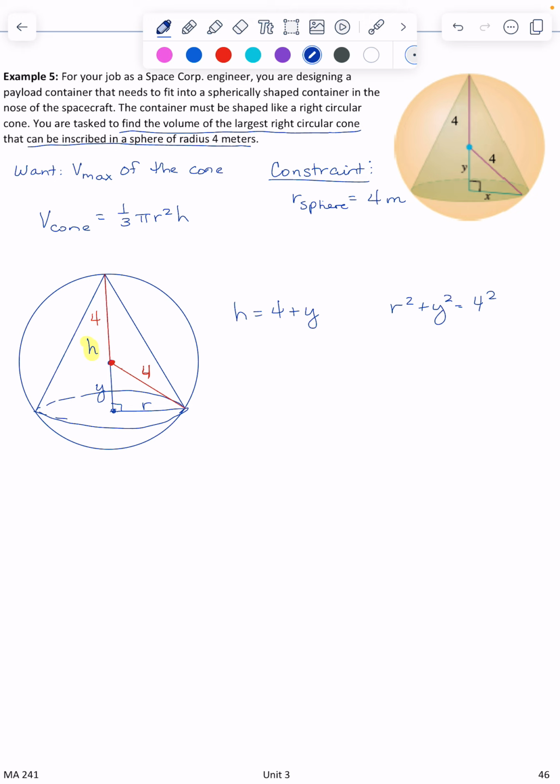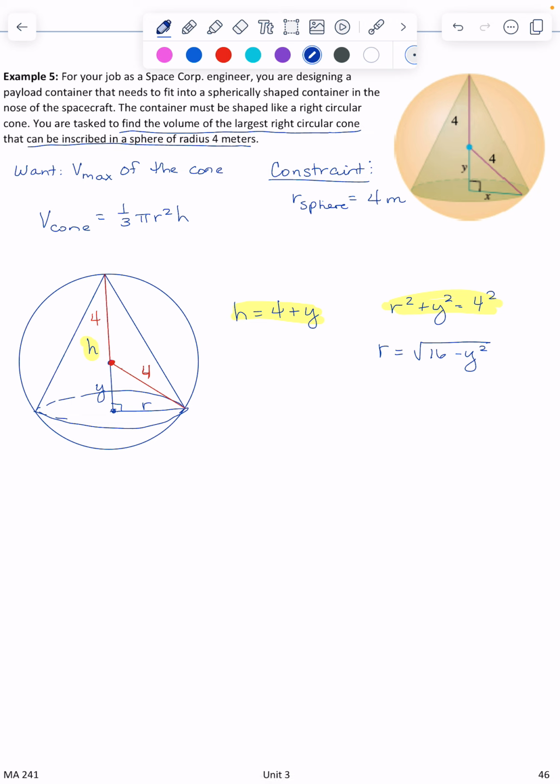All right. In this particular case, given that I already have a y in one term in my height right here, I'm going to solve my equation over here for r, so I have r in terms of y, because I want to put my height up in this volume equation. I want to get this volume equation all in terms of just one variable, all right? So let's go about doing that. We're going to try and get r in terms of y. We're going to say that r is equal to the square root of 16 minus y squared, all right?